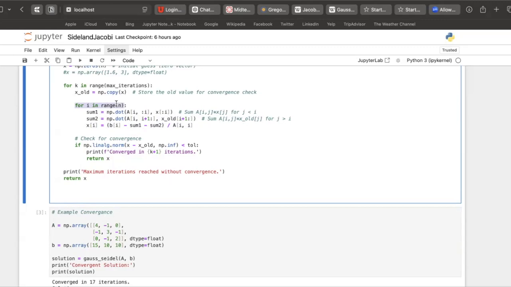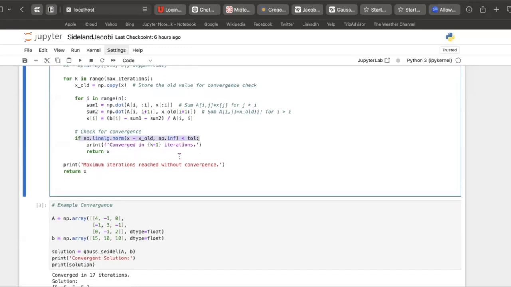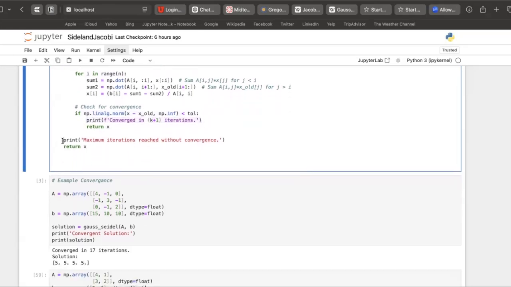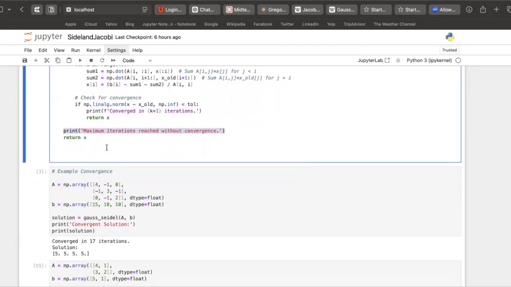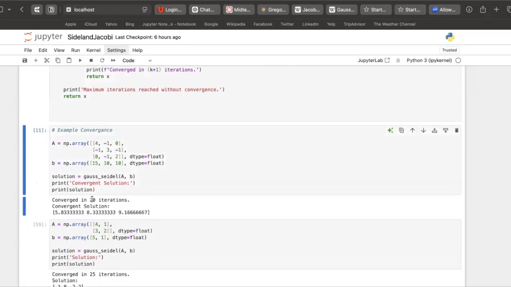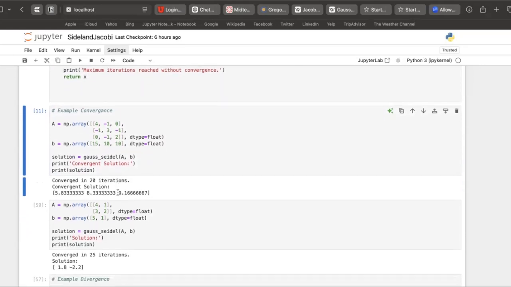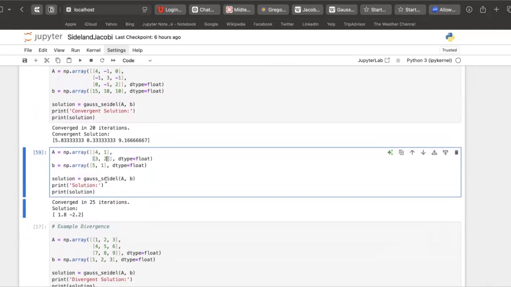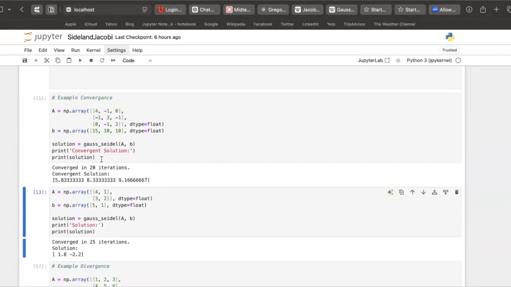the vector, and then we check for convergence. So if x minus x old is less than the tolerance, we say it converged in that many iterations, and then we return x. And then if that never happens, so after 100 times, we print that there wasn't convergence and we return x. And here's an example of it converging. If I run the code, it converges in 20 iterations with the solution right here.